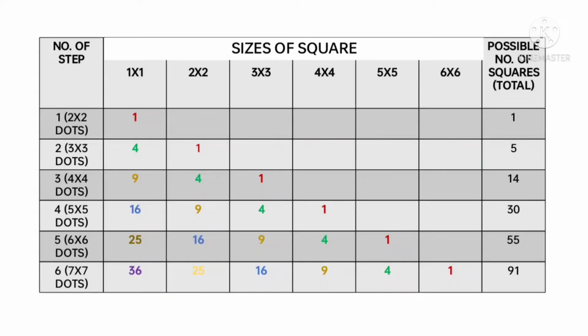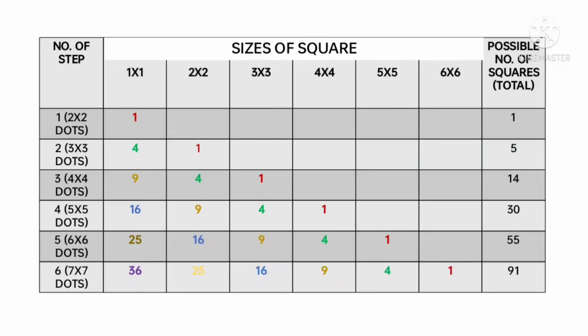So, this is the table. So, dito sa step 1, may 1 possible square tayo. Then, dito sa 2 by 2, may 4 square tayo ma-draw na 1 by 1 yung size, and 2 by 2 is 1 square. Therefore, it is 5. Then, step 3, 4 by 4 dots.